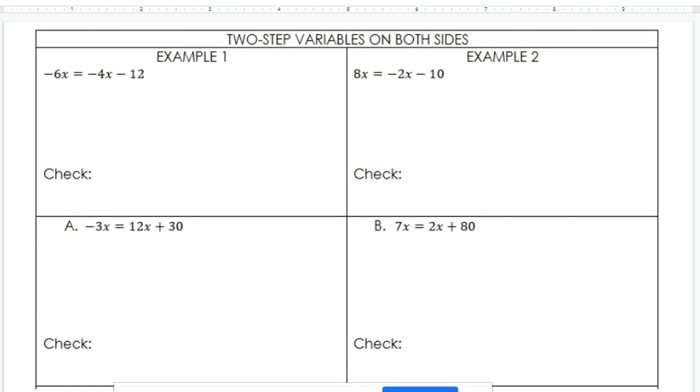Now we're going to learn how to solve equations with variables on both sides. We're going to begin with just two-step problems with variables on both sides. So we'll start with our foldable. We always begin with it.